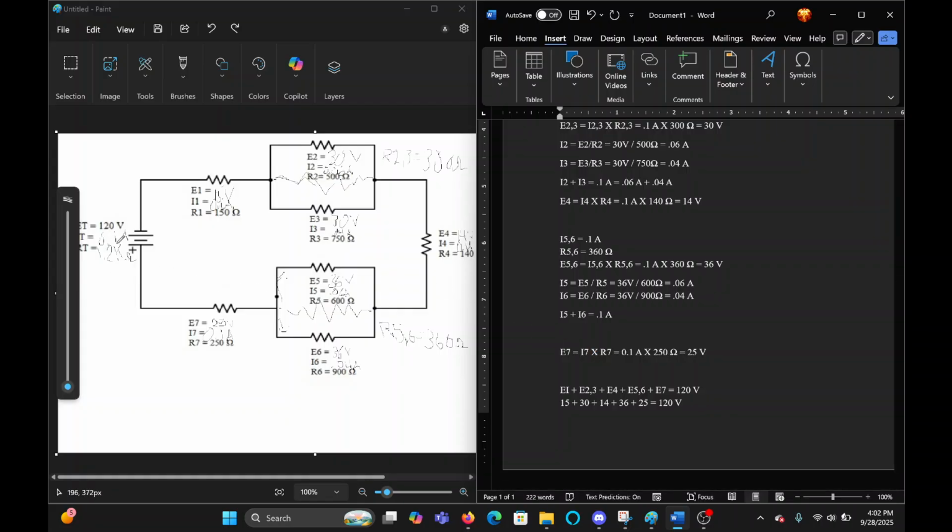Total amperage should remain the same no matter what in the series. And total resistance, you just add up everything. So this R3 and 2, R5 and 6, so you add that as a series. So 150, 300, 140, 360, and 250 should add up to 1,200.